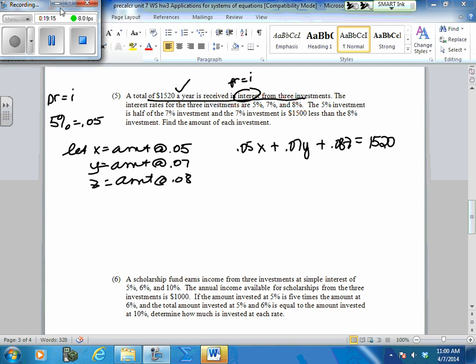Okay? Then they told us our 5% investment, the number that we invested, X was the amount we invested, is half of the 7%, which is my Y. So how would I write this? My 5% X is half of my 7.